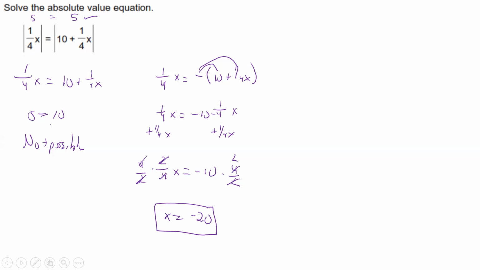This one didn't work out because when you subtract 1/4 x here, subtract 1/4 x here, you get 0. This side you get 10, and so it's just not possible.